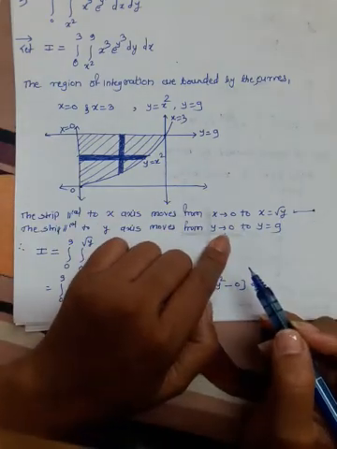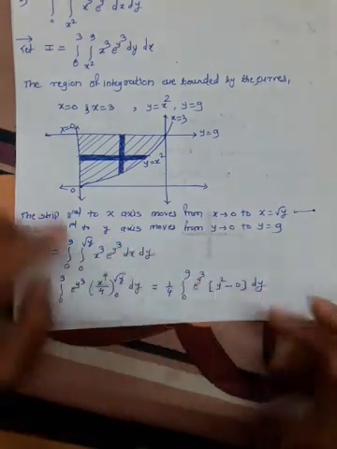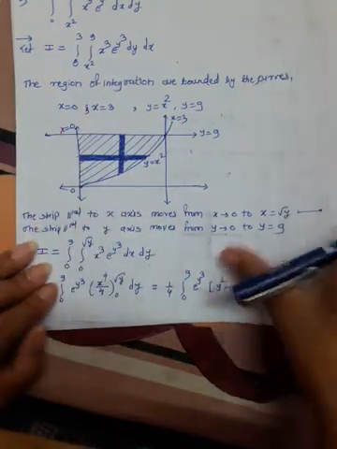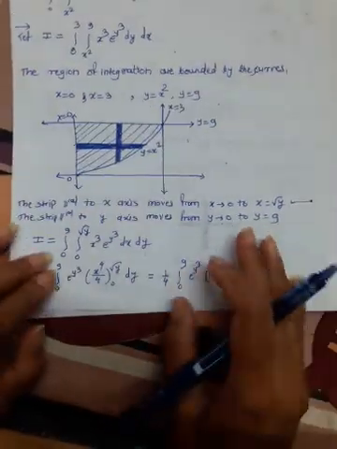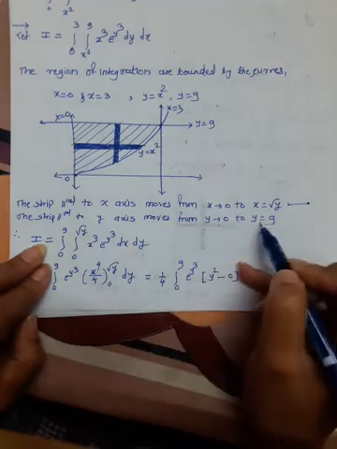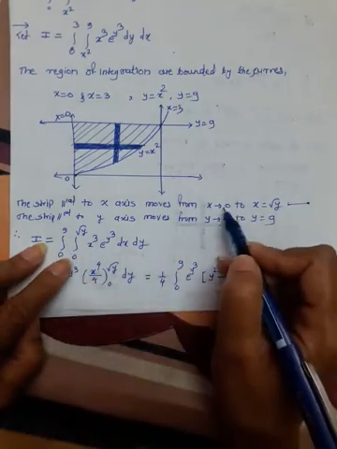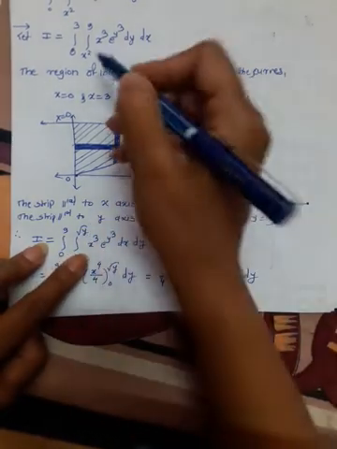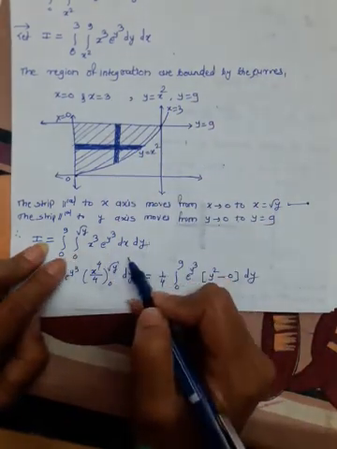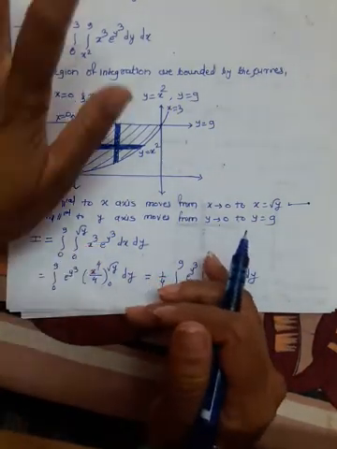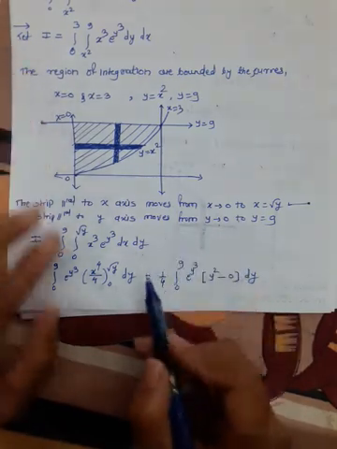We get constant limits. This is the only important part of this theory. Now put the limits: we get constant limits outside, 0 to 9, and x limits 0 to root y, with the integrand as it is, dx dy. This is the first half, changing the order. Now we have to evaluate as it is.